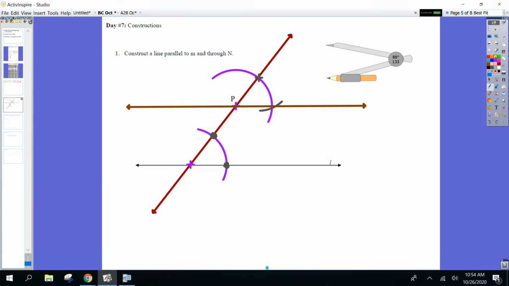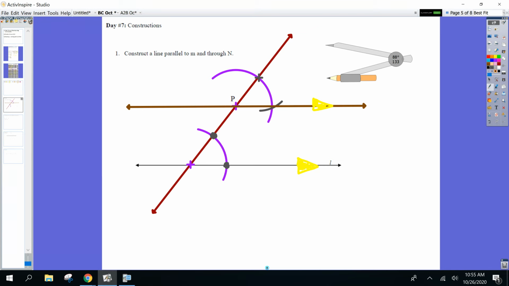What markings do we put on lines to show they're parallel? Not hash marks, not arc marks, but arrows, everybody. Yes, thank you, Radhika. Arrows. Whew. All right, good job.